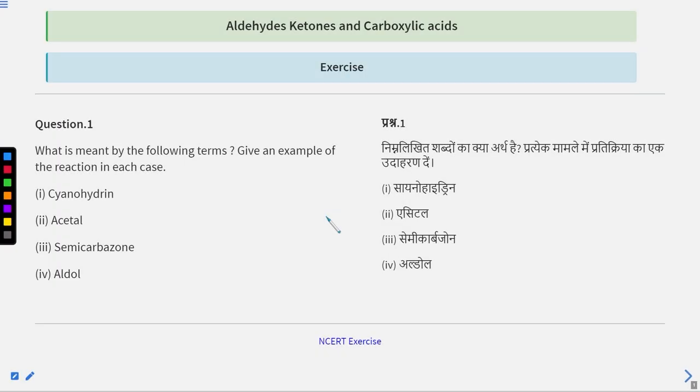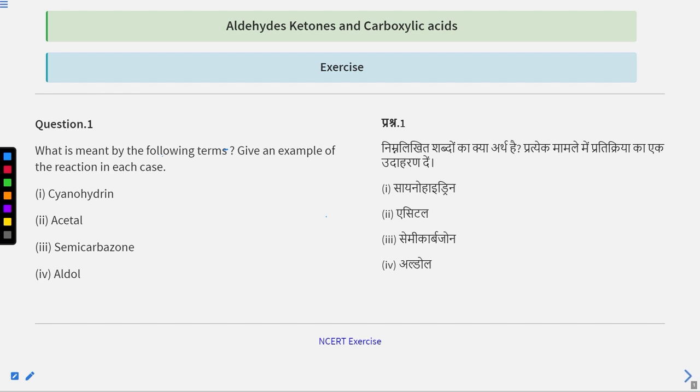So we will start the exercise of chapter Aldehyde, Ketone and Carboxylic acid. The first question says, what is meant by the following terms? Give an example of the reaction in each case. Okay, so we have to give the example of reaction in each case.